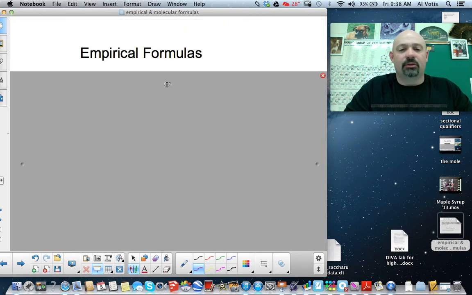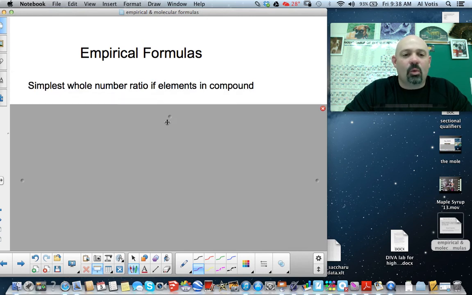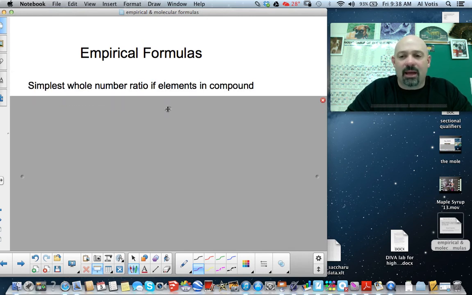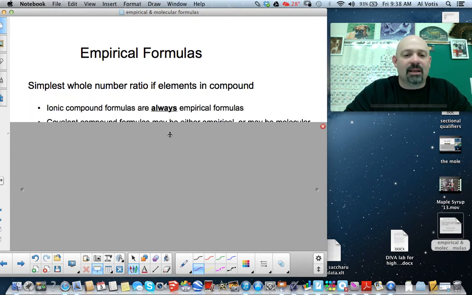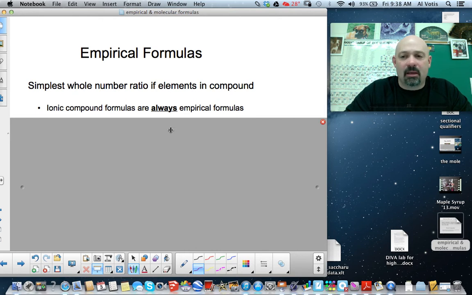Okay, that means we're up to empirical formulas. As we look at empirical formulas, what we're talking about is basically a formula that has the simplest whole number ratio of elements in it. It's what we always use to represent ionic compounds. Formulas for ionic compounds are always empirical formulas.